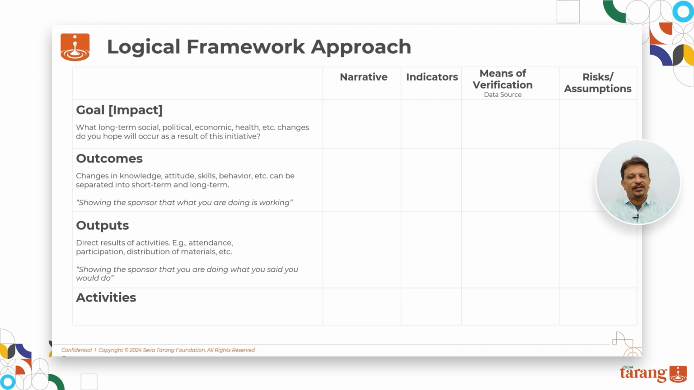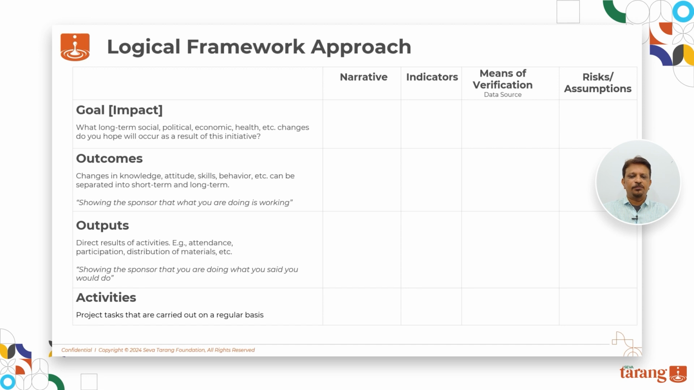Direct results of activities, for example, attendance, participation, distribution of materials, etc. These are your outputs. So showing the sponsor that you are doing what you said you would do are your outputs. And then at the final last stage, there are activities at the base. Project tasks that are carried out on a regular basis are the activities. So this defines your row side of goal, outcome, output and activities.